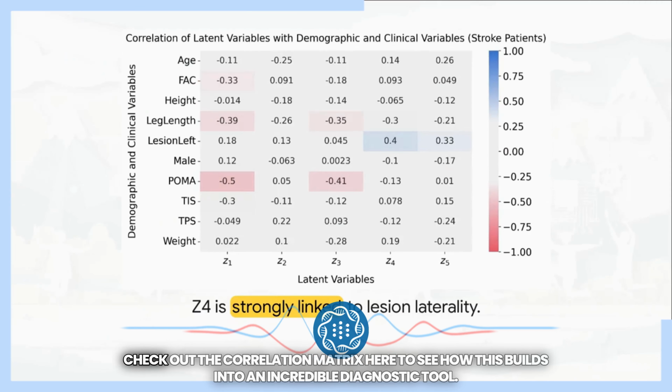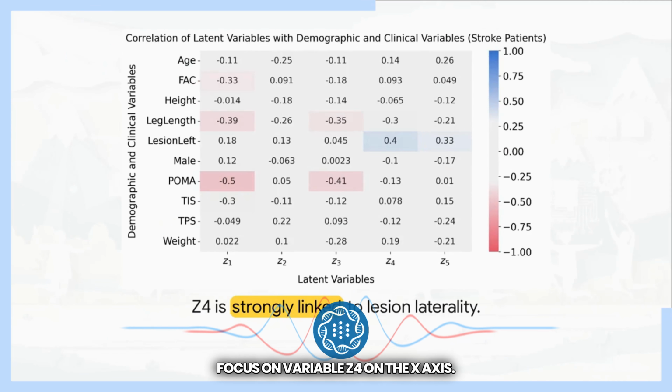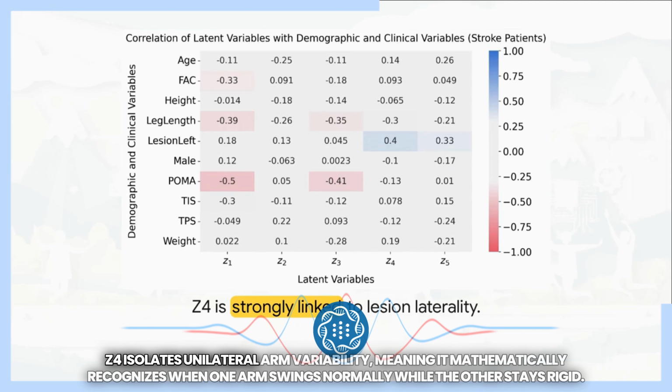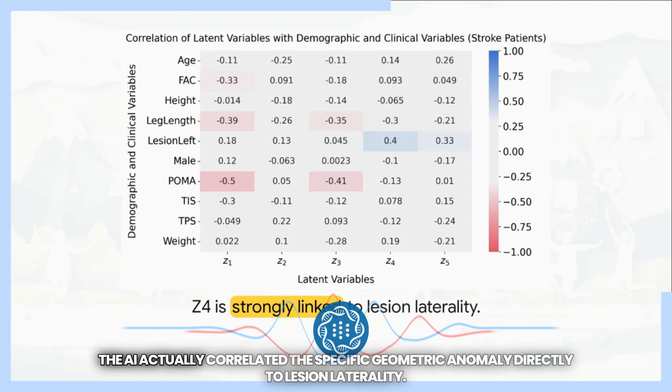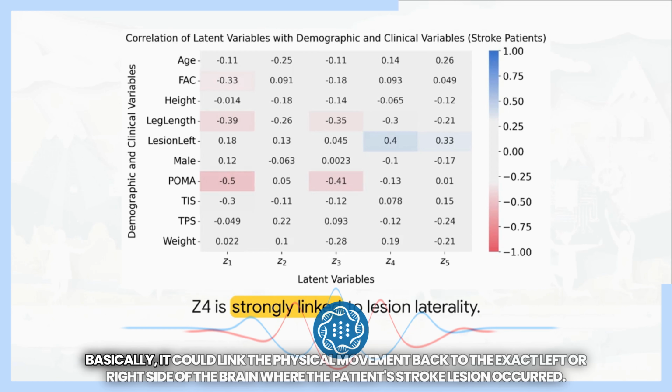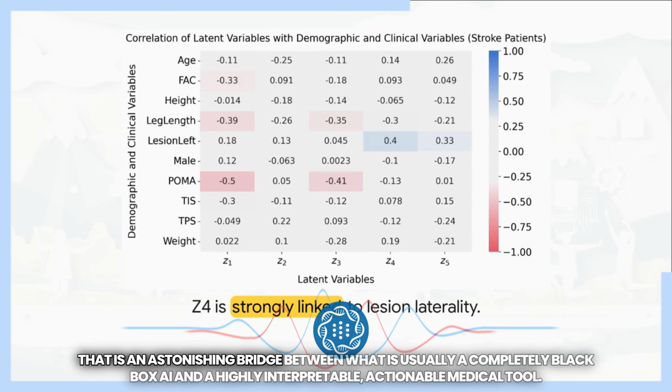And it gets better. Check out the correlation matrix here to see how this builds into an incredible diagnostic tool. Focus on variable Z4 on the x-axis. Z4 isolates unilateral arm variability, meaning it mathematically recognizes when one arm swings normally while the other stays rigid. The AI actually correlated the specific geometric anomaly directly to lesion laterality. Basically, it could link the physical movement back to the exact left or right side of the brain where the patient's stroke lesion occurred. That is an astonishing bridge between what is usually a completely black box AI and a highly interpretable, actionable medical tool.